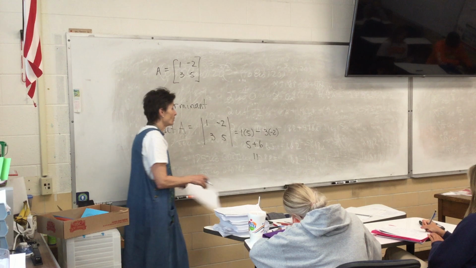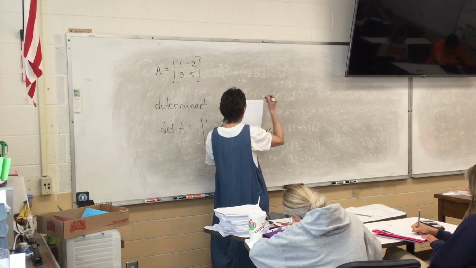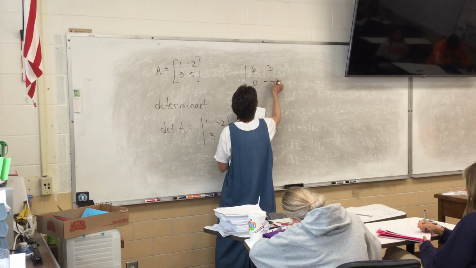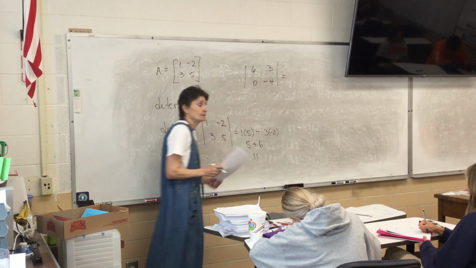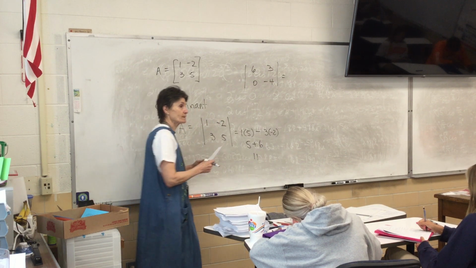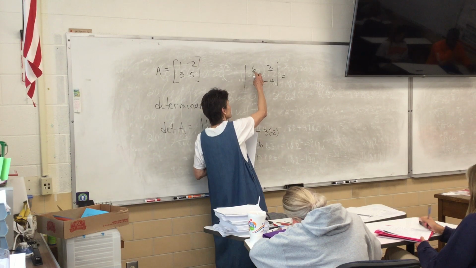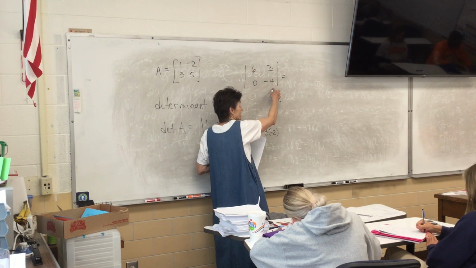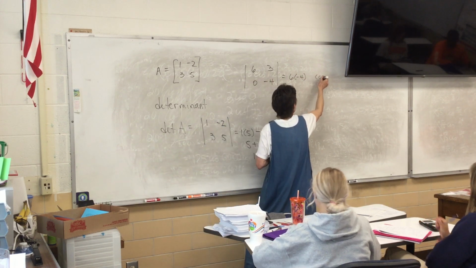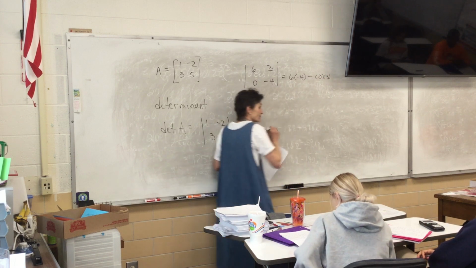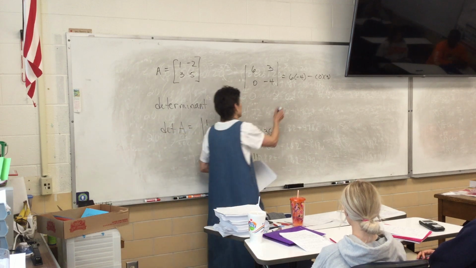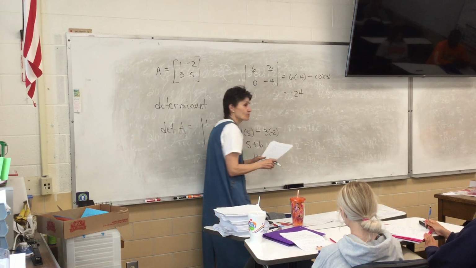Okay, let's look at problem I, which is the determinant of B. All right, so how do you find the determinant again? We know how to do this. We multiply 6 times negative 4. We multiply 0 times 3, and we subtract. So what's the value of that determinant? Negative 24. It's easy. Just gotta remember how to do it.